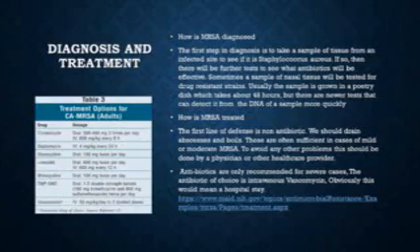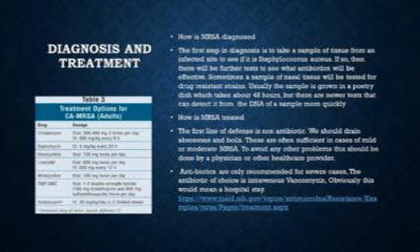How is MRSA diagnosed? The first step in diagnosis is to take a sample of tissue from an infected site to see if it is Staphylococcus aureus. If so, there will be further tests to see what antibiotics will be effective. Sometimes a sample of nasal tissue will be tested for drug-resistant strains. Usually the sample is grown in a petri dish, which takes about 48 hours. But there are newer tests that can determine the DNA of a sample more quickly.